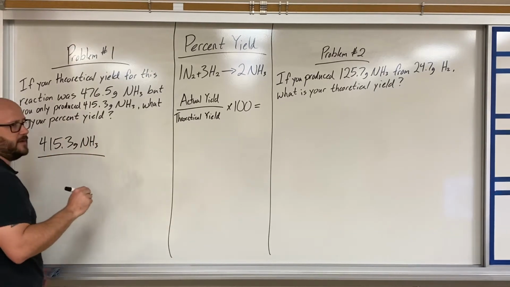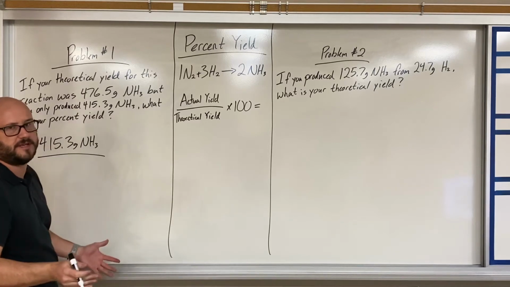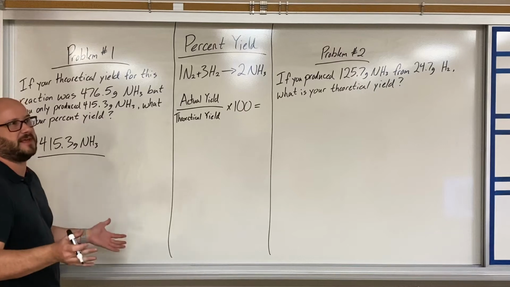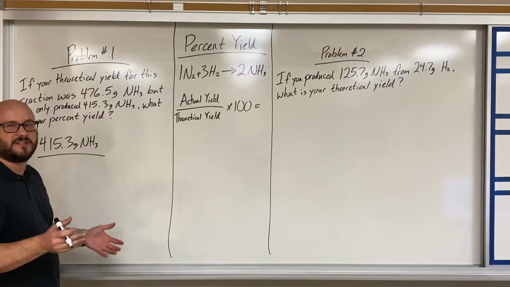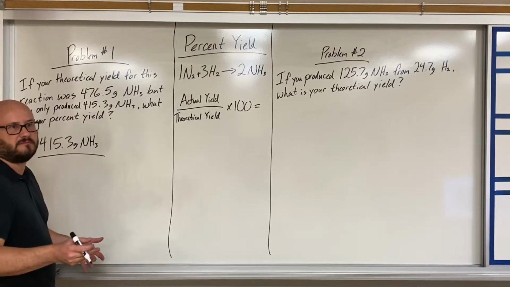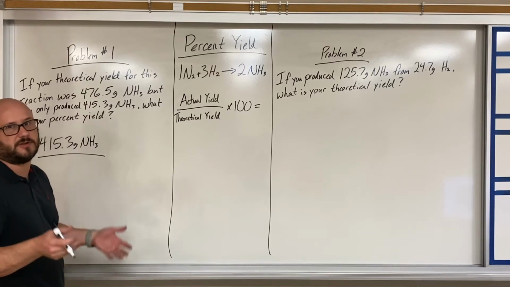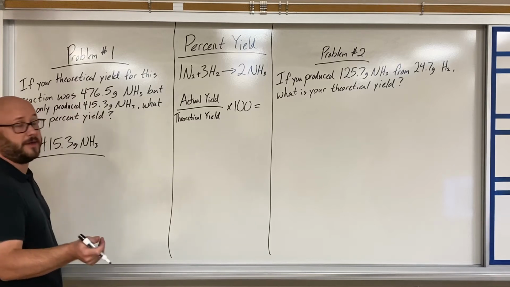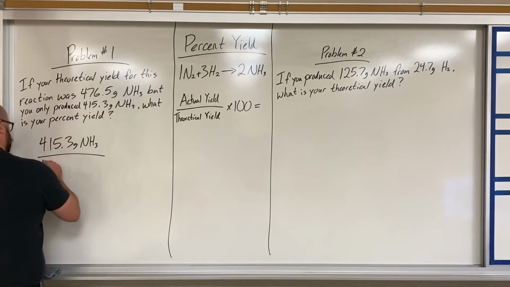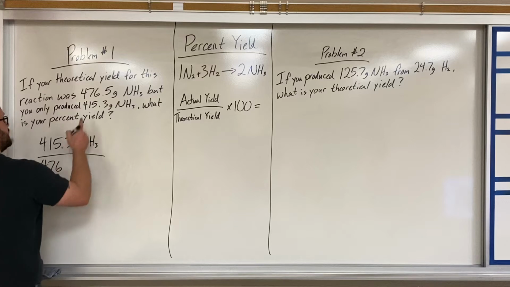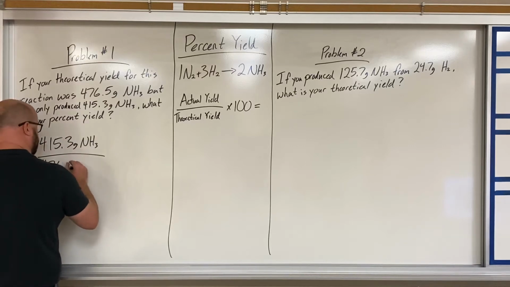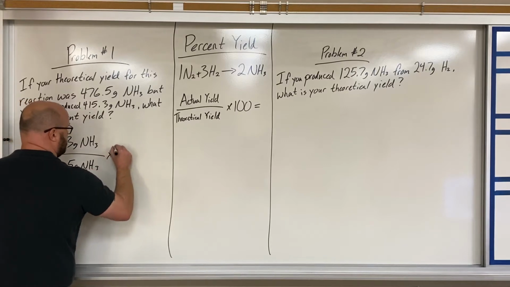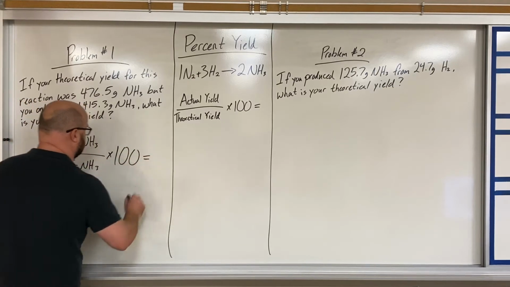Now, no experiment is ever going to produce 100% of what the math tells us, because there are things that interfere, like dishes not being clean, things that can contaminate the reaction. So you're not going to ever get that exact number, but the closer you are, the better. So the theoretical yield is 476.5 grams of NH3. And then, of course, we're going to times that by 100.